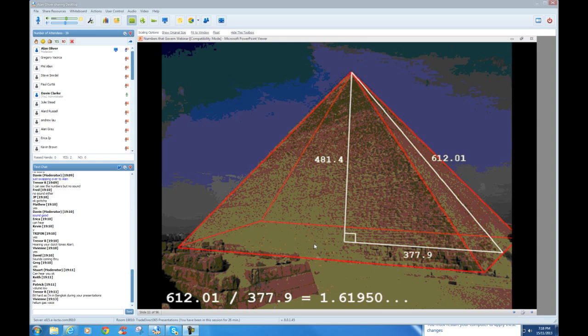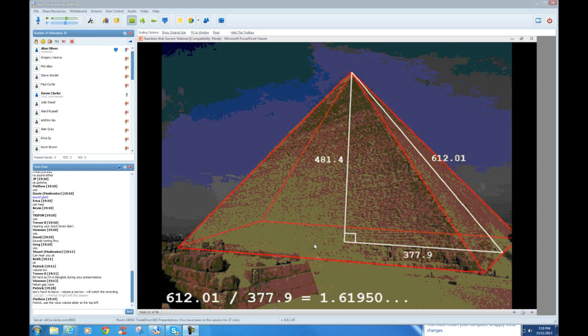What's really interesting from a mathematical perspective is if we take the outline of the building, and you can see that we've put a right-angled triangle representing the height of the building and also the slope of the building. But if we look at the measurements, the hypotenuse of the triangle is 612.01 cubits, and the base of the triangle is 377.9. So the relationship between the hypotenuse of the triangle and the base of the triangle is 1.61950. So we're about 1/1000th of a cubit out from a direct reference for the Fibonacci series.